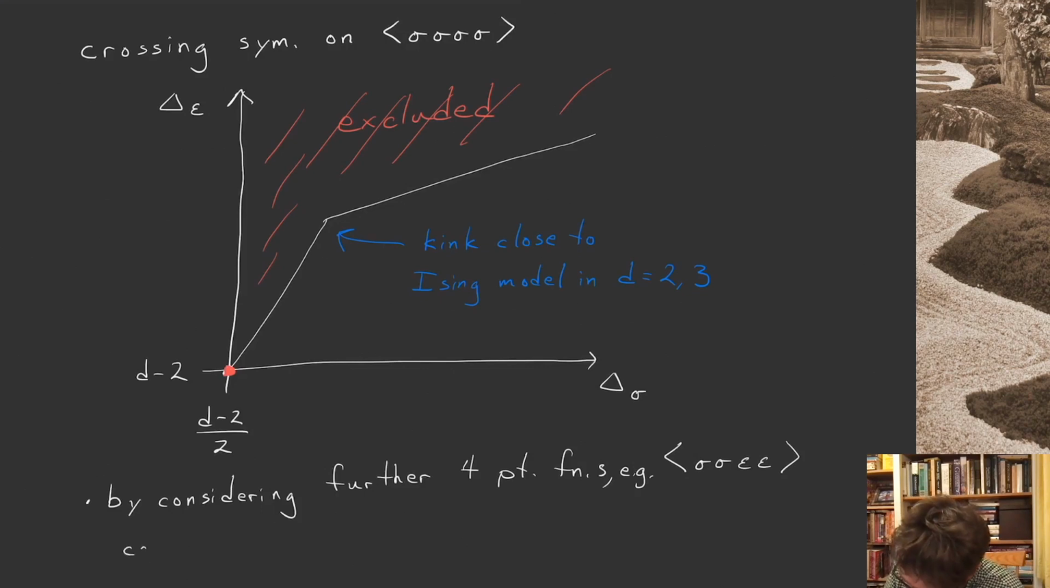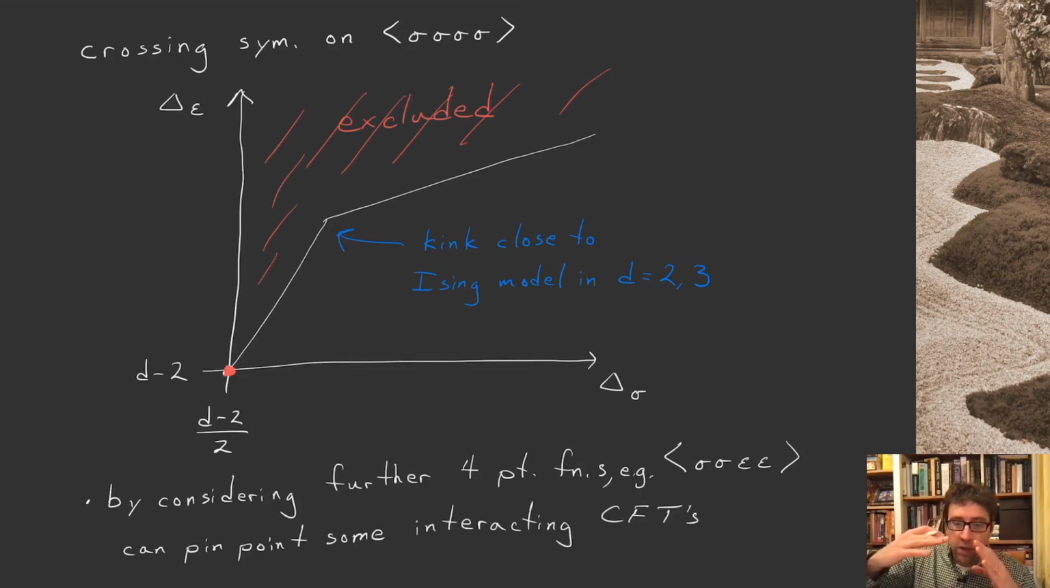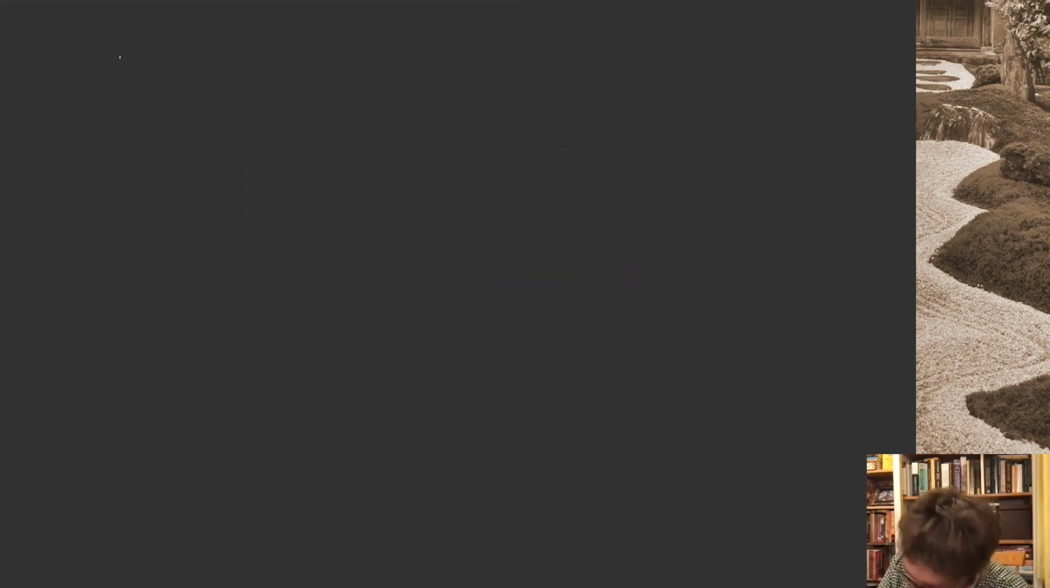You can pinpoint some interacting CFTs. This excluded region, you can make it smaller and smaller. You can zoom in on a particular area by considering higher point functions. Not higher point functions, other possible 4-point functions. And it turns out this program has led to the most accurate data for the 3D Ising model.